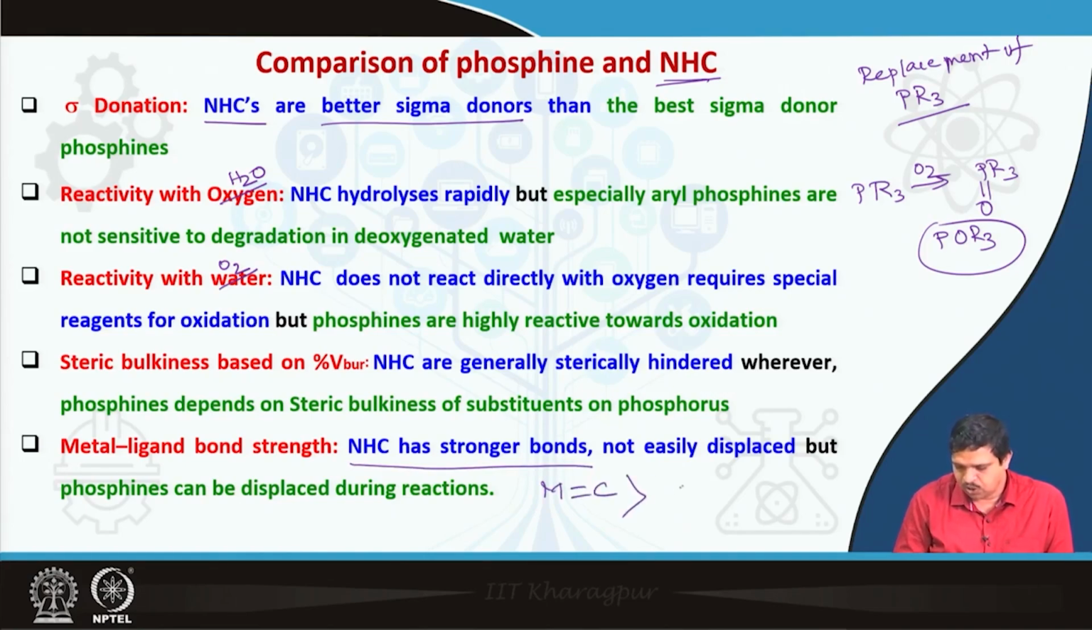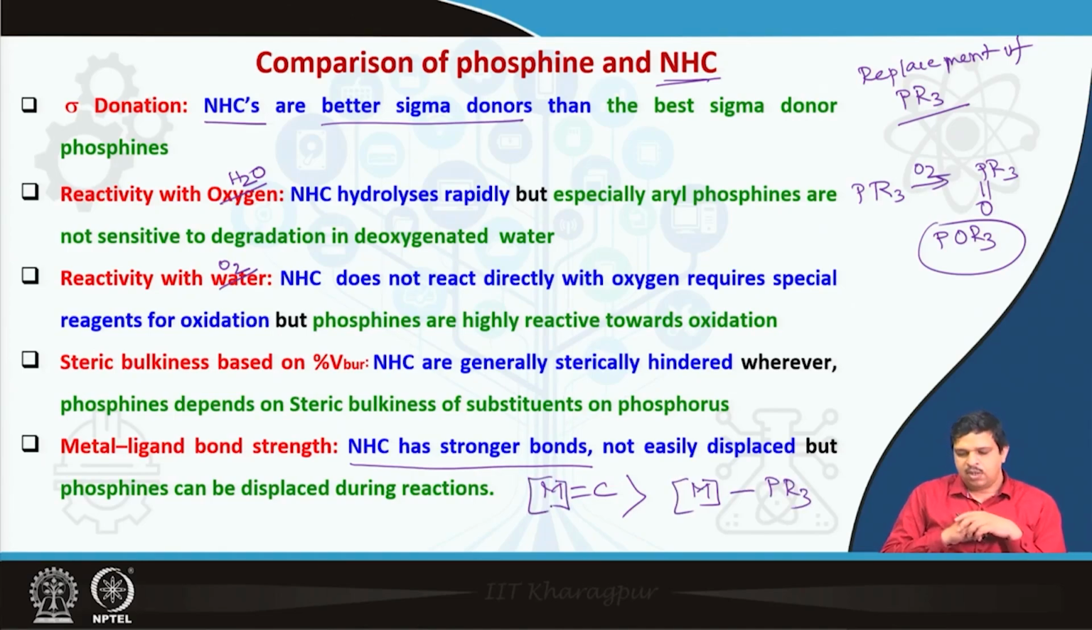This is much stronger than the metal phosphine bonds. And that's why it is sometimes difficult to replace the carbene bond by the phosphines. However, the vice versa is very easy. So in the carbene complex, the metal carbene bond is much stronger than in the metal phosphine complexes.